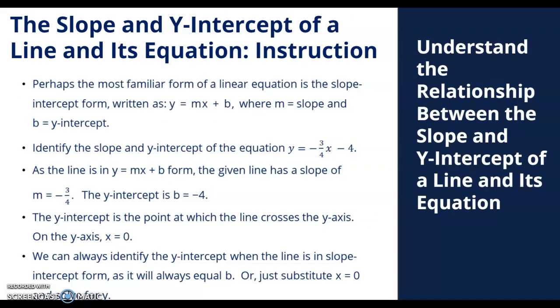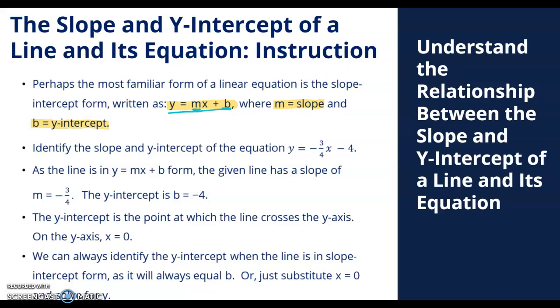Now let us discuss the slope and the y-intercept of a line and its equation. The most familiar form of a linear equation is the slope-intercept form, and it is written as y equals mx plus b, where m here is the slope and the b here is the y-intercept. So if you are given a linear equation, all you need to do is write it in this form here, y equals mx plus b. And the coefficient of x is your slope, and the number here will be the y-intercept.